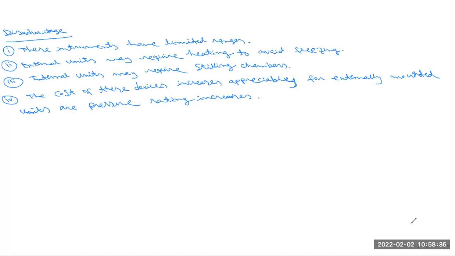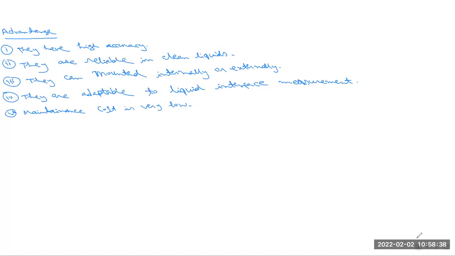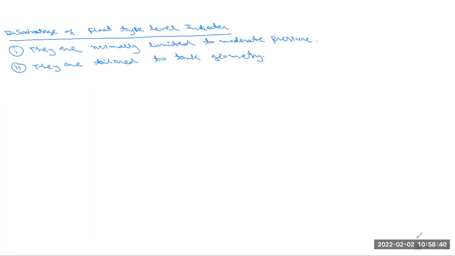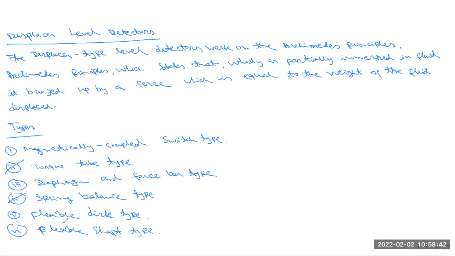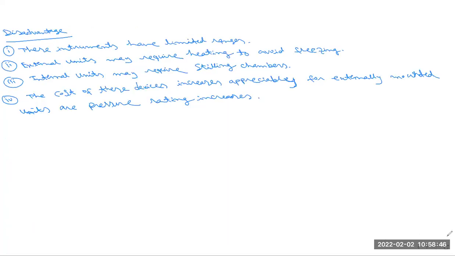Is it clear to all of you? These are the displacer level detectors. Yes, sir. Okay, so everyone write your own name and roll number in the chat box. And Jatin, you have to take the participant list again, and after ending the class, you have to send it to me. Yes, sir. Okay.